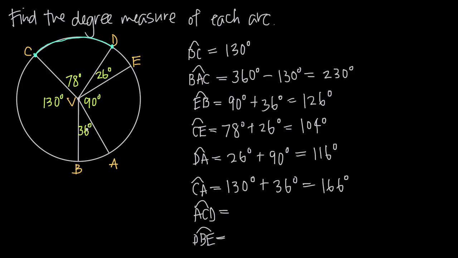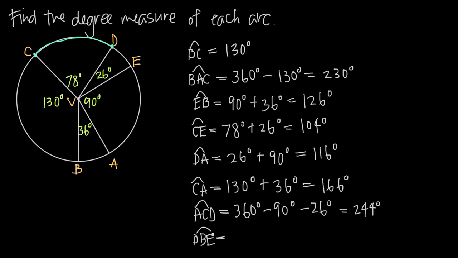So that's going to be 36 plus 130 plus 78, or because the 90 degree and 26 degree angles are the only ones that are excluded, and this is a major arc, I could do 360 degrees minus 90 degrees minus 26 degrees, and I'll get 244 degrees for the degree measure of arc ACD.